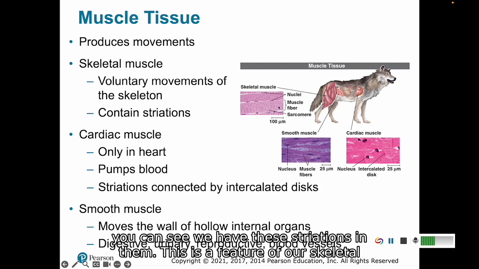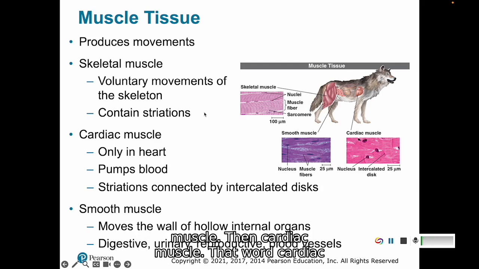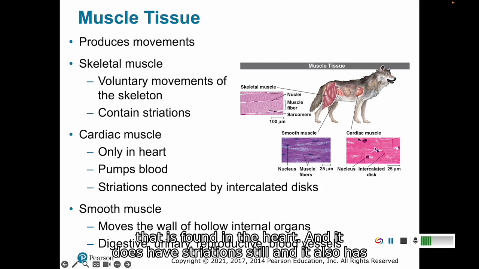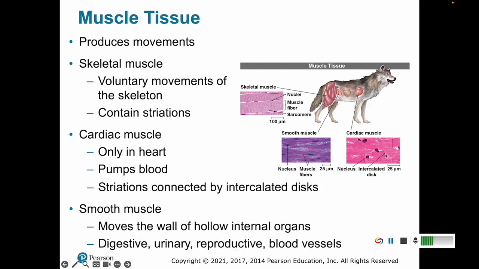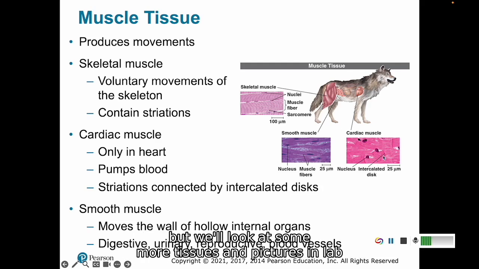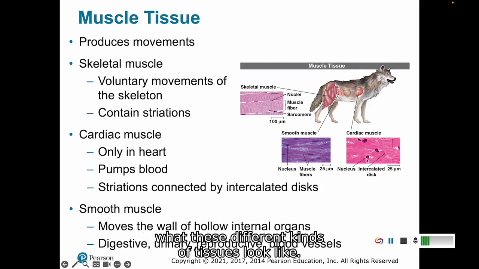And you can see we have these striations in them. This is a feature of our skeletal muscle. Then cardiac muscle. That word cardiac means heart. So this is a muscle that is found in the heart. And it does have striations still, and it also has these intercalated discs. I don't think these pictures are very good, but we'll look at some more tissues and pictures in lab to help you be able to visualize what these different kinds of tissues look like. Cardiac muscle is responsible for pumping your blood.